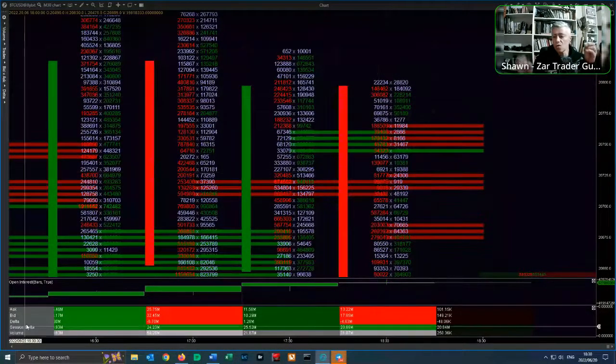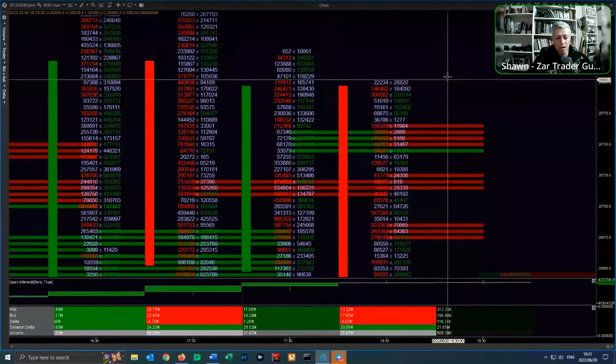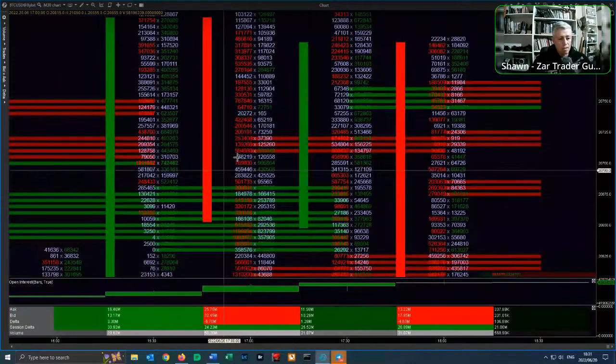Delta is your buys minus your sells. If you have a negative delta, it means that the sells are outstripping the buys. If you have a positive delta, it means the buys are outstripping the sells. So for me, this is definitely not lagging. Look at the delta here, 4.6 million negative delta, and our volume was 3.1 million. And here we can see the volume exactly as it's happening.